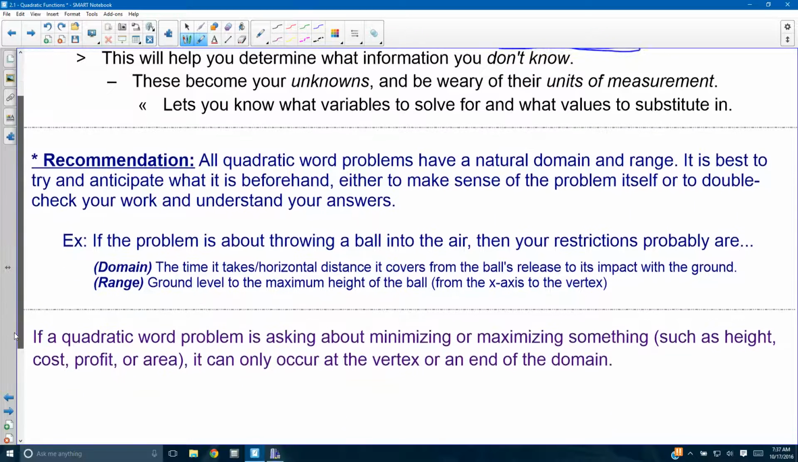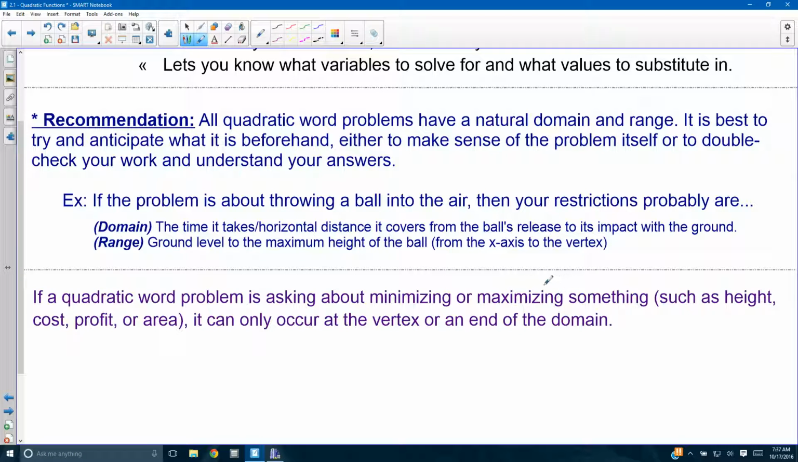If a quadratic word problem is asking about minimizing or maximizing something such as height, cost, profit, or area, it can only occur at the vertex or at an end of the domain. Okay, because think that these things go down forever otherwise or go up forever otherwise. It doesn't actually have a min or max in that case unless you have it cut off at some points here or you're referring to the bottom or top.